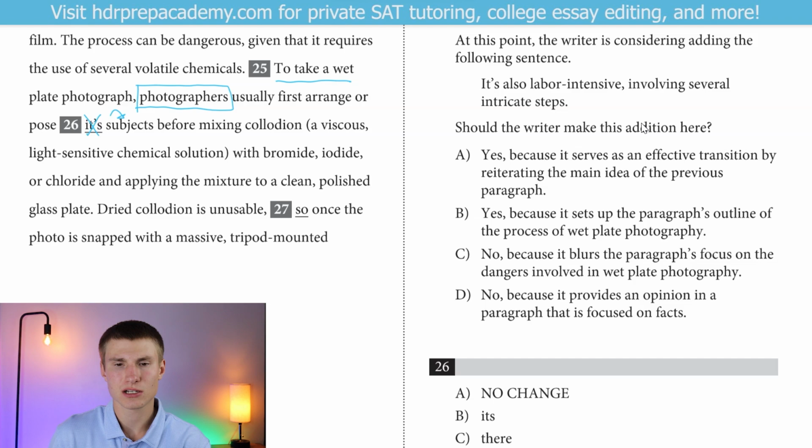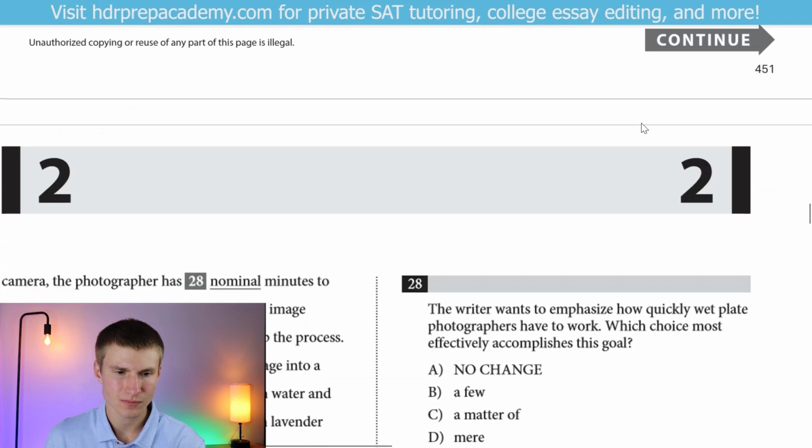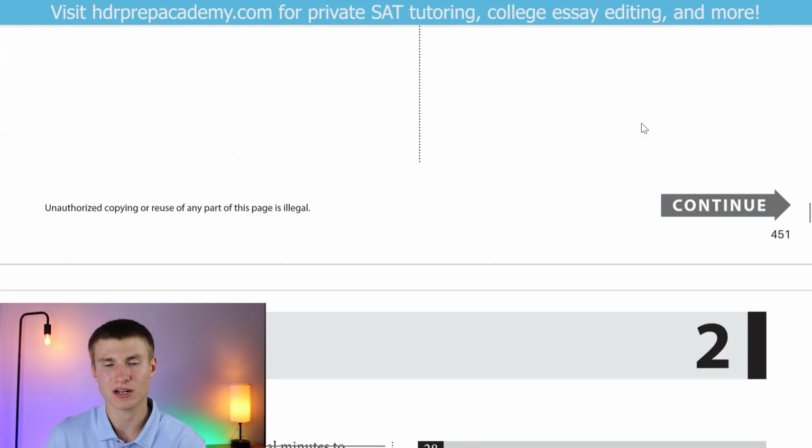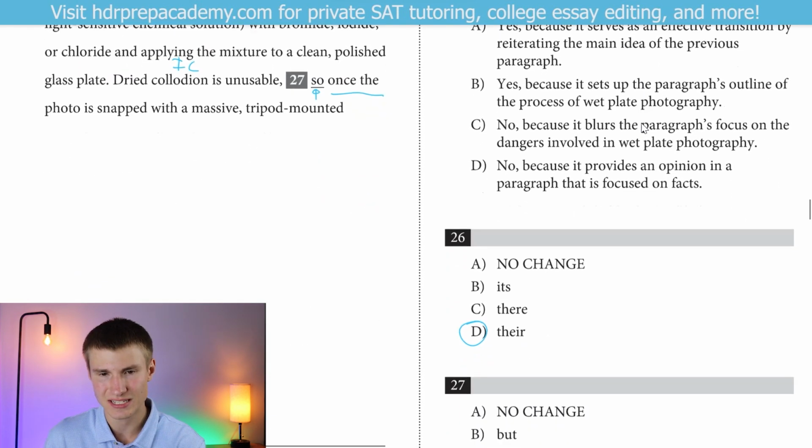All right, before mixing a collodion, a viscous, light-sensitive chemical solution with bromide, iodide, or chloride, and applying the mixture to a clean, polished glass plate. Dried collodion is unusable, and then we'll have some sort of transition there. Keep in mind that what we just had there was an independent clause. Once the photo is snapped with a massive tripod-mounted camera, the photographer has, and then we'll have something there, minutes to develop it using more chemicals. That's another independent clause. We're connecting two independent clauses together.